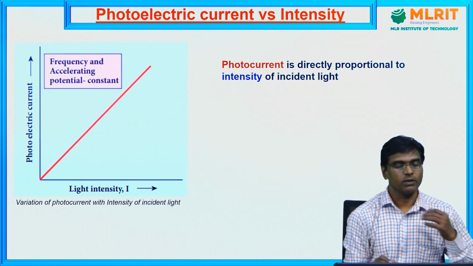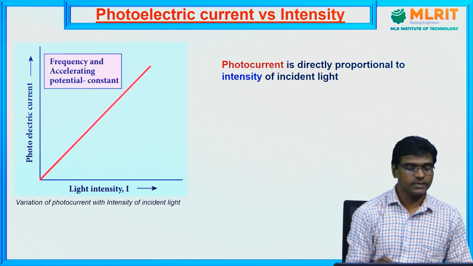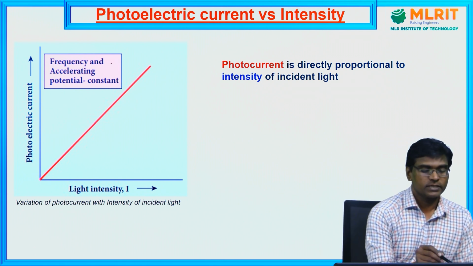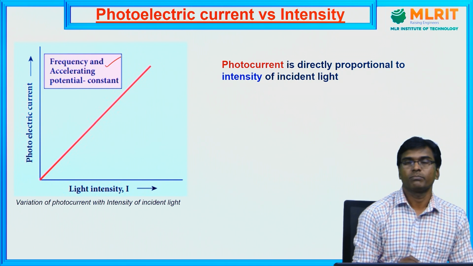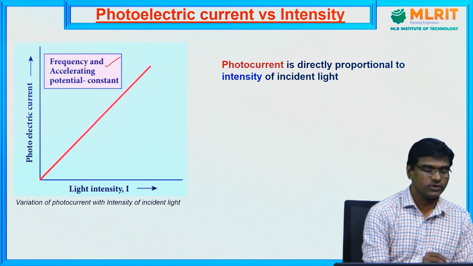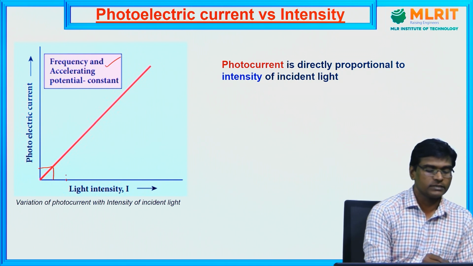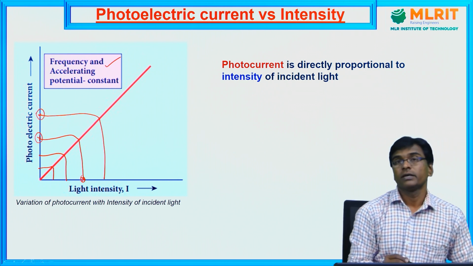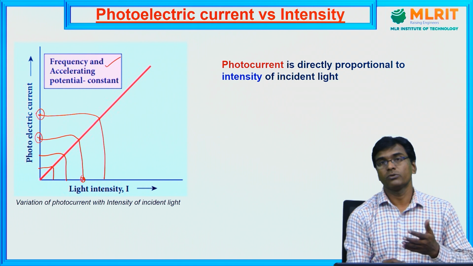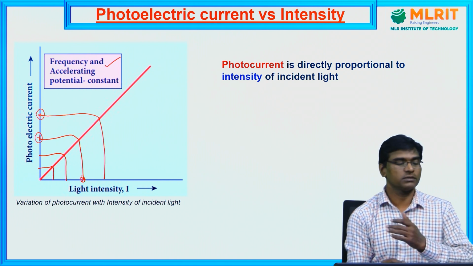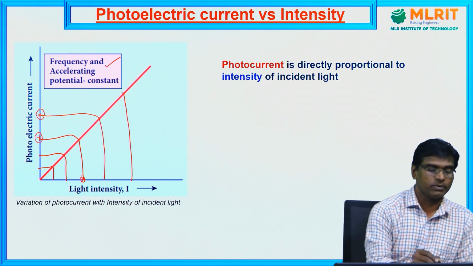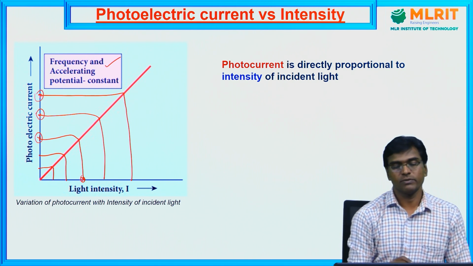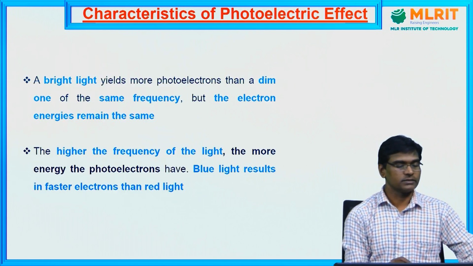Now we will look at the photocurrent versus intensity graph. We are keeping the frequency and the acceleration potential constant, and simply increasing the intensity level. As we increase the intensity on the x-axis, photocurrent increases on the y-axis. As you increase the intensity, more electrons are ejected and more electrons reach the anode, so that constitutes more current in the ammeter. So this is a linear behavior between the photoelectric current and intensity.